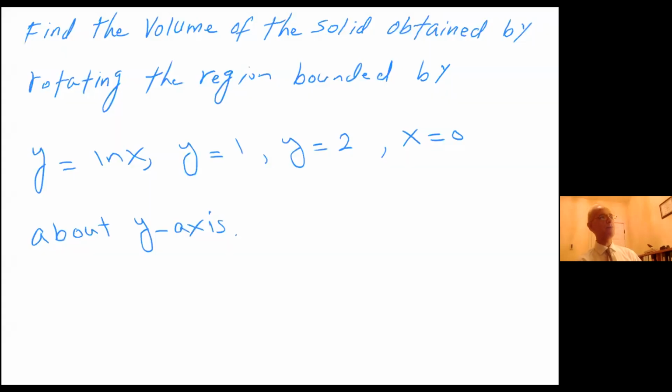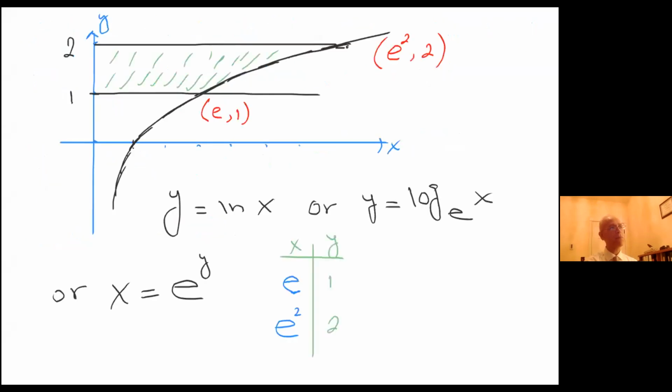Here's an interesting problem. Find the volume of the solid obtained by rotating the region bounded by y equals natural log of x, y equals 1, y equals 2, and x equals 0, which is the y-axis. Okay, so I already tried to do a good drawing for you. Here it is.